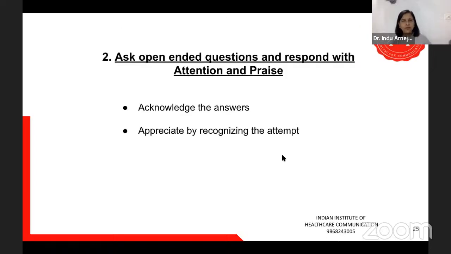So going ahead, as I said, the first one is attentive listening. Second is asking open-ended questions. This is again a practice that comes with a lot of practice, because we have a habit of sharing information or providing information. Trust me, the more questions you ask, and especially if you ask open-ended questions, you honestly get a lot of new ideas. This I have experienced myself also.